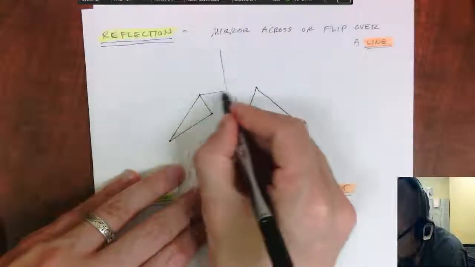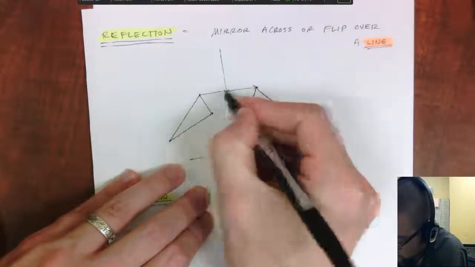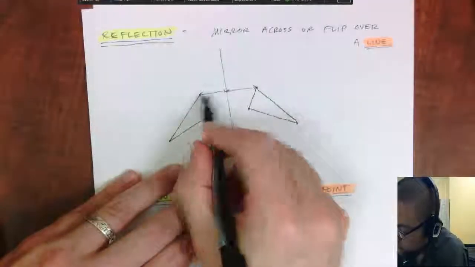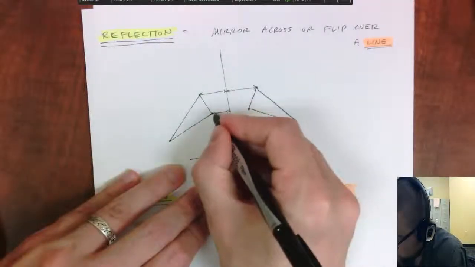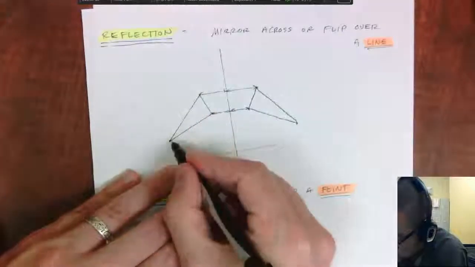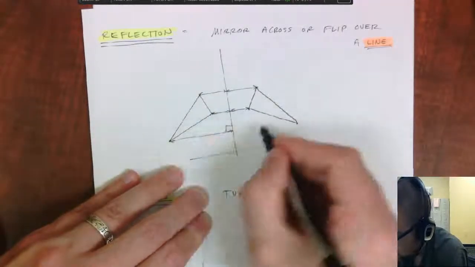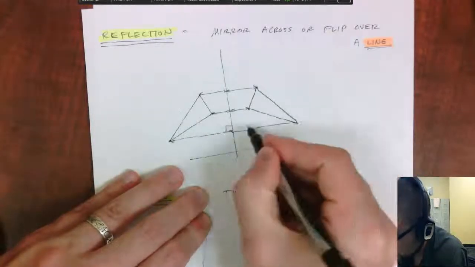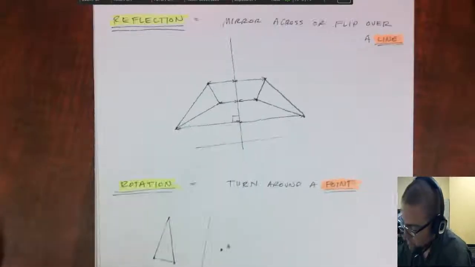One thing you want to notice about this is that all the lines are at equal distance. The points are reflected at equal distance away on both sides of the line. So this is equal to this, that's equal to that, and this length, the perpendicular length to the line, is equal to that length right there. Okay, so that is reflection.